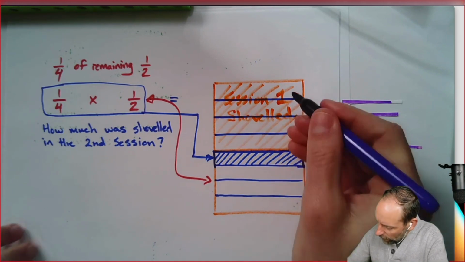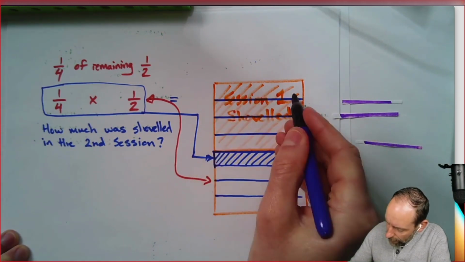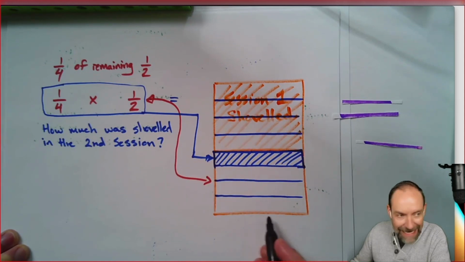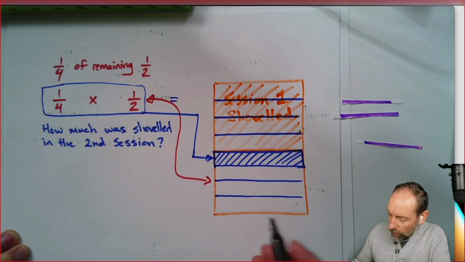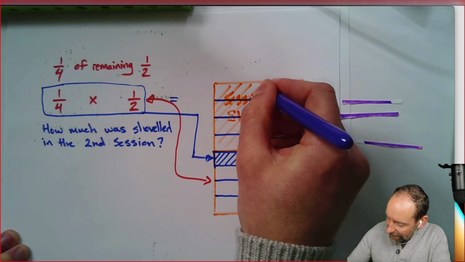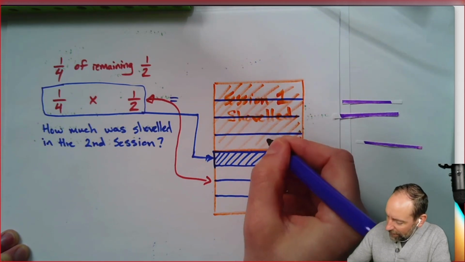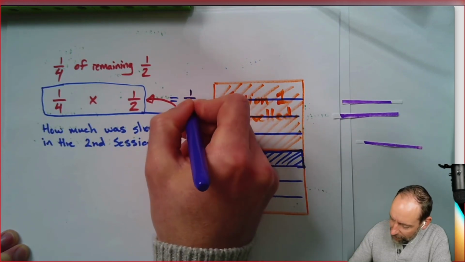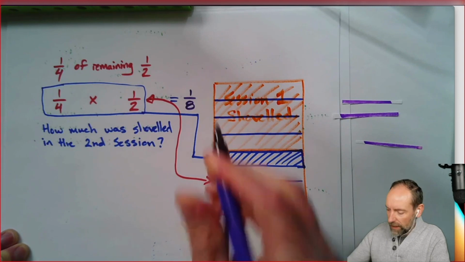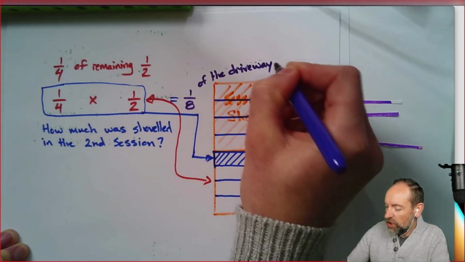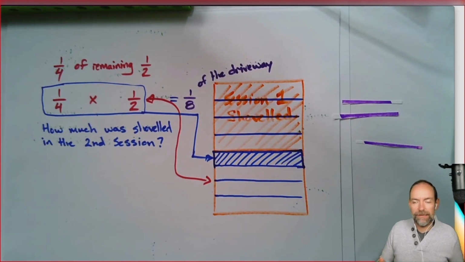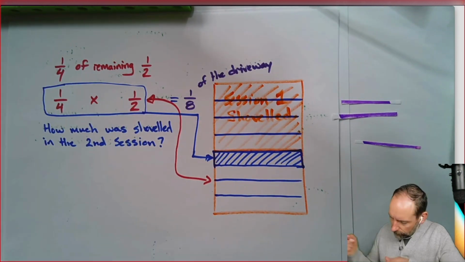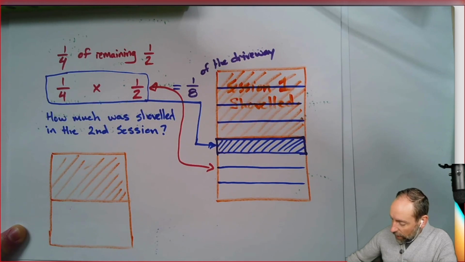Let's see. Well, let's count them. There's 1, 2, 3, 4, 5, 6, 7, 8. There are 8. Oh my gosh. So that means this is an eighth, that's an eighth, that's an eighth, that's an eighth. This section right here is 1/8 of the whole driveway. Let's see some emojis. Are you feeling good about this, friends? Are you looking at this going, that makes sense? Are we good? I'm understanding what you're saying.